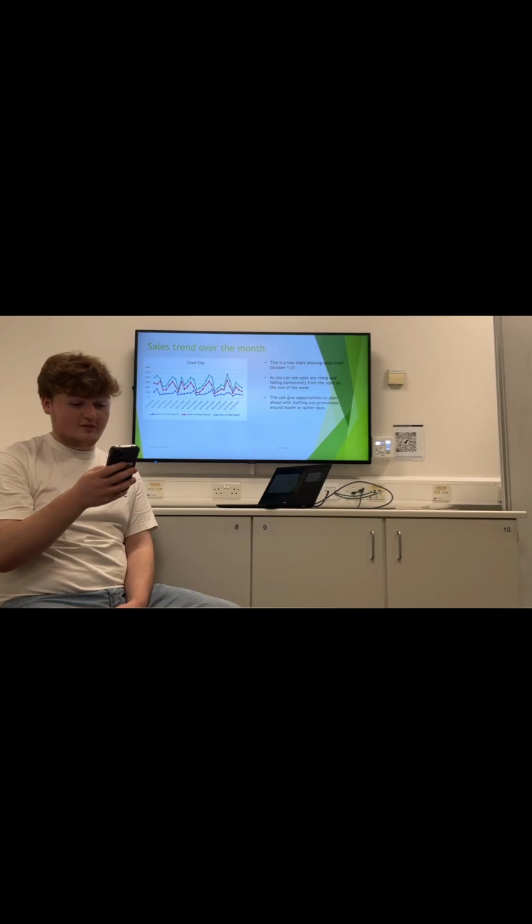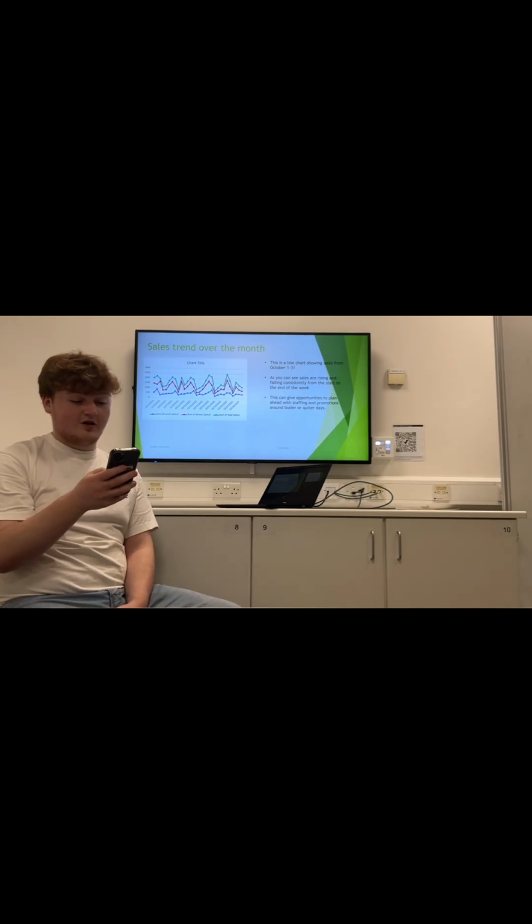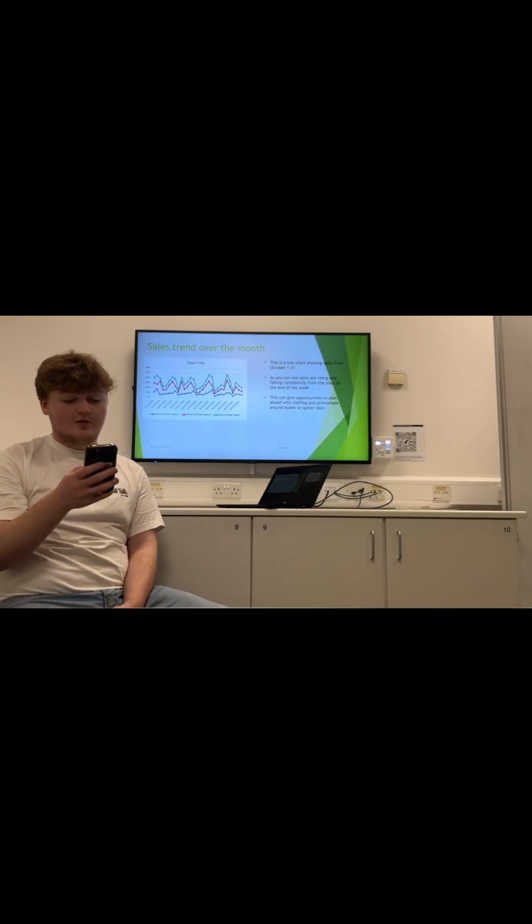These ups and downs may be influenced by local events, pay cycles, or even seasonal weather changes. Tracking this trend each month would allow management to forecast demand more accurately and respond more quickly to quieter periods, for example, by adjusting staff shifts or promoting special menus during slower weeks.